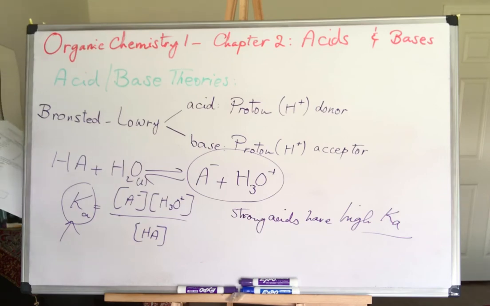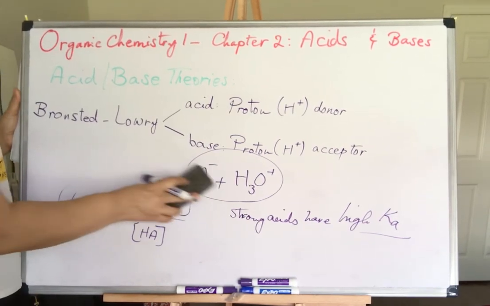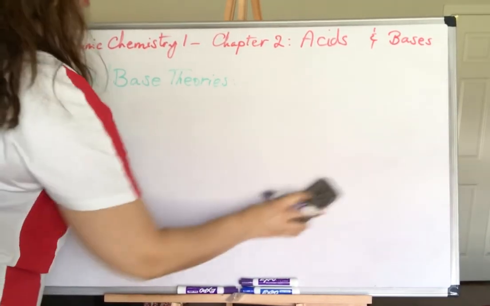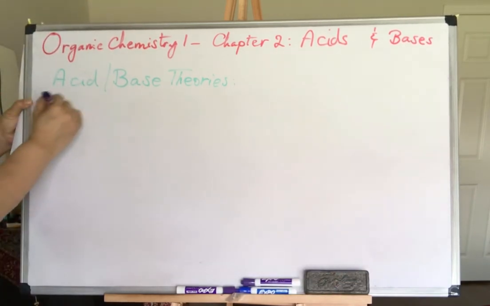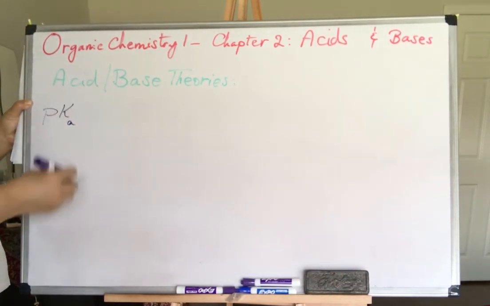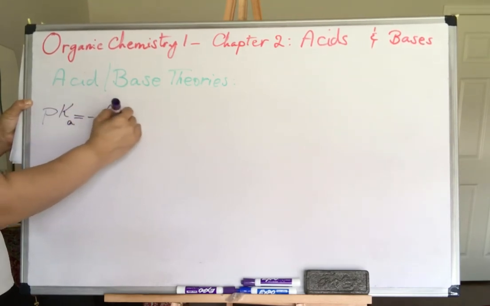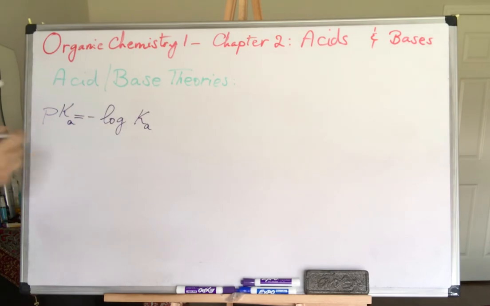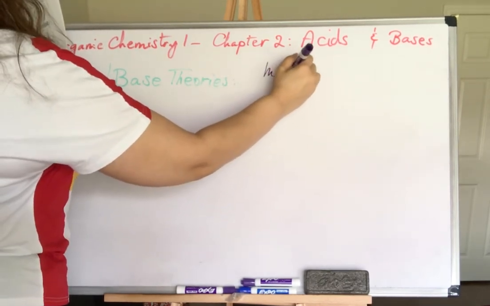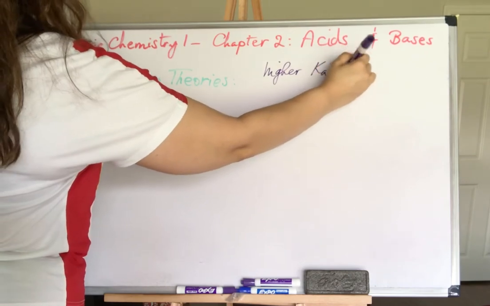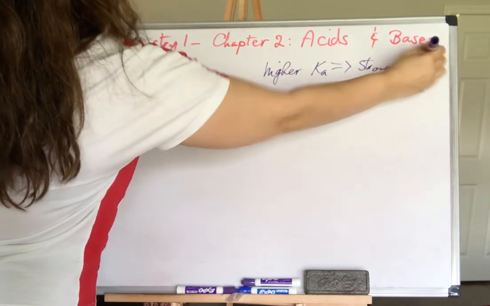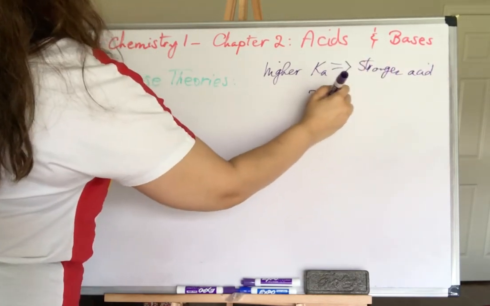Now, sometimes instead of Ka, you see pKa. What is the relation between Ka and pKa? P of everything is minus log of that quantity. So let's determine the relation between pKa and acidic strength. So far we know that higher Ka, stronger acid. Let's see what happens to pKa.